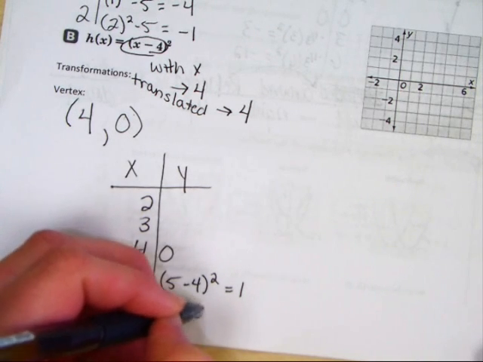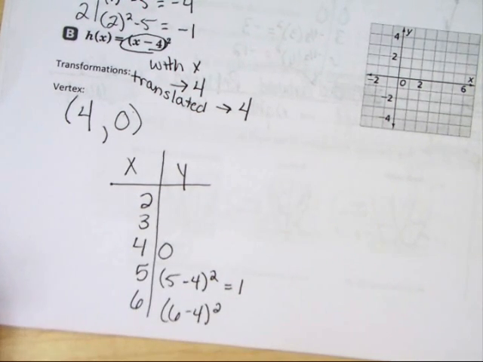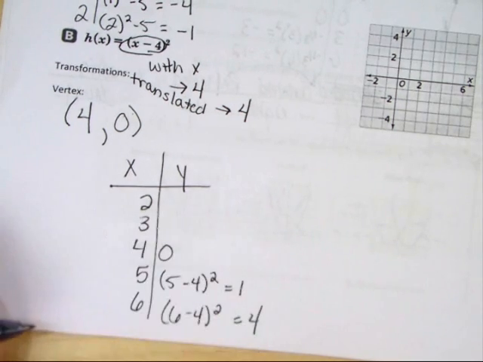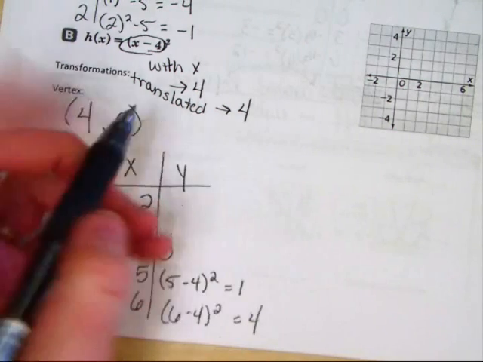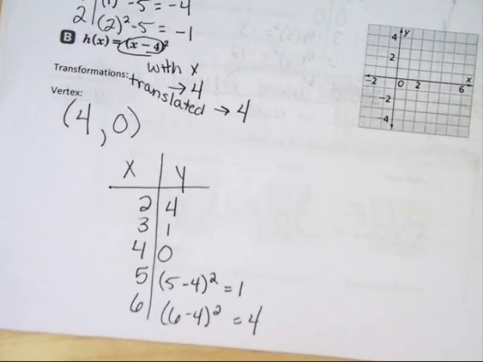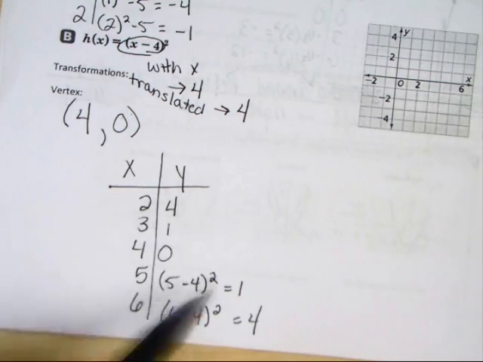And then I do 6 minus 4, the quantity squared. Well, 6 minus 4 is 2. 2 squared is 4. Then I do the same thing with these. And if you don't trust yourself, you're not sure if you did these right, fix them. Otherwise, get the problem wrong. Your choice. Let's plot them.